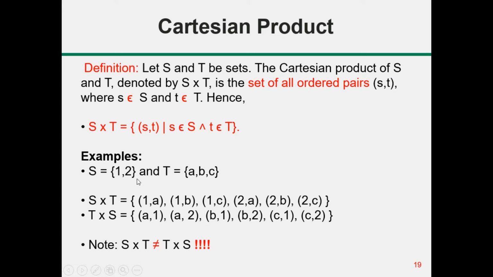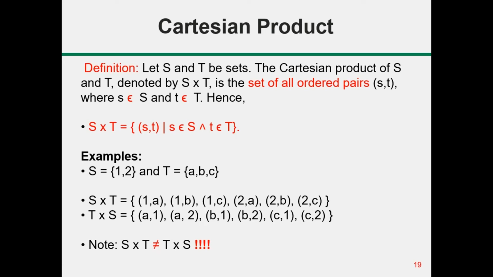There are two sets: S equals {1, 2}, and T equals {A, B, C}. So if you multiply S and T, you get (1, A), (1, B), (1, C), again (2, A), (2, B), (2, C). Note that if you multiply in reverse, T × S, you get (A, 1), (A, 2), (B, 1), (B, 2), (C, 1), and (C, 2). So note that S × T is not equal to T × S.